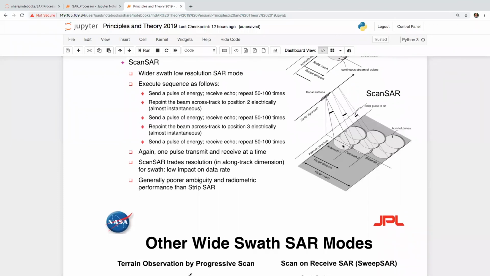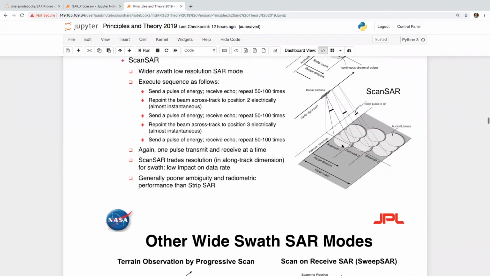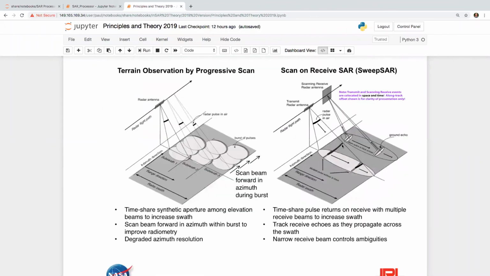So because you're looking at only a portion of the synthetic aperture, you get coarser resolution, but you get a much wider swath. So there's another one that you obviously all need to know about, because Sentinel-1 uses this as its workhorse mode, and that's called TOPS mode, Terrain Observation by Progressive Scan.